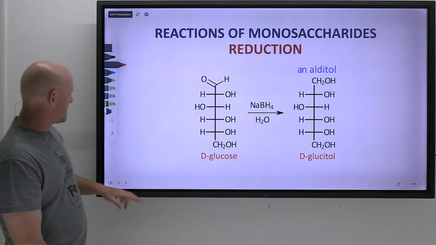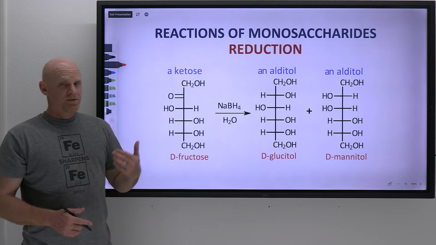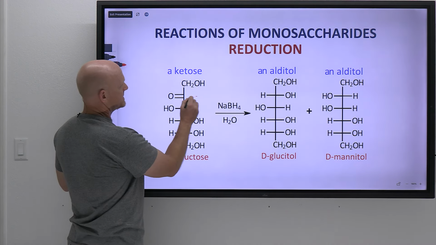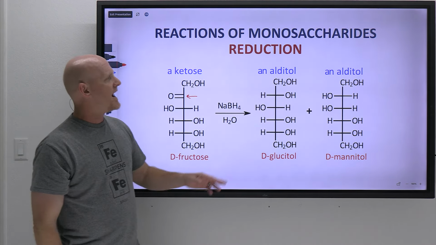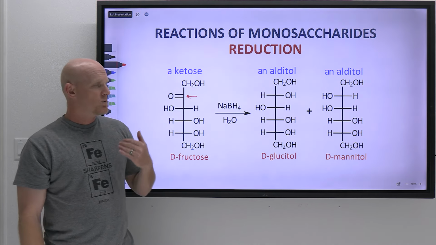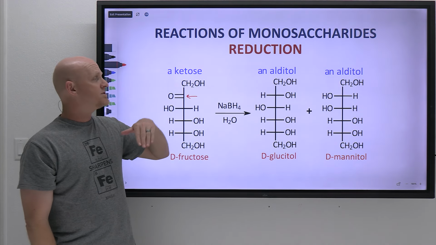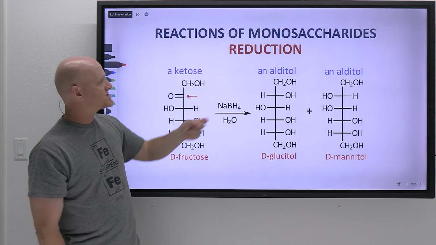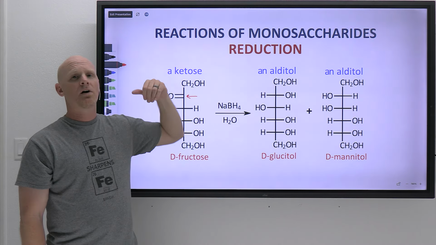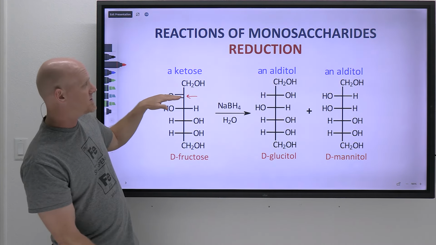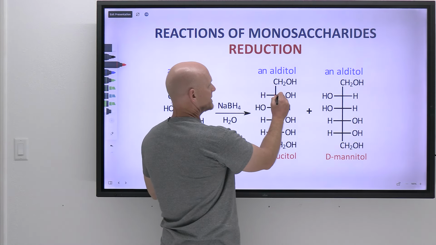That's sodium borohydride pulling this off, and we see one little nuance here for a ketose. With the ketose, if you reduce the ketone, you're going to form a chiral center. We didn't have that problem with the aldehyde. With the aldose, we were reducing the aldehyde to an alcohol, and it was just a CH2OH group on the terminus, and it wasn't a chiral center. But with the ketose, it's going to turn into a chiral center.